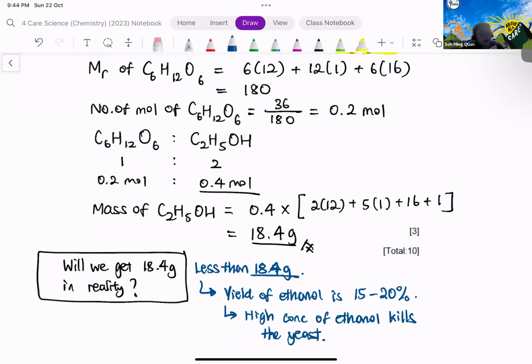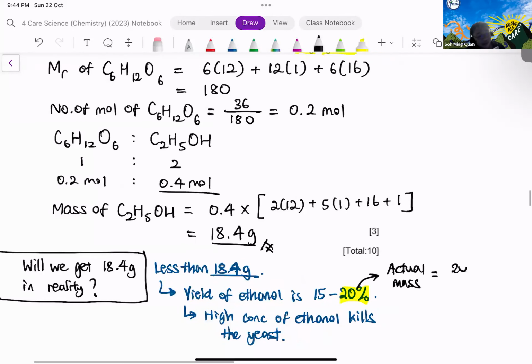Never. In fact, what is actually possible to get? The actual mass is more like 20% times 18.4. The actual mass is probably 20% times 18.4, which is 3.68 grams. All right? Because I cannot exceed 20% of what I can achieve. In theory, my yield is 18.4, but in reality, the actual mass obtained is actually way less than 18.4. Okay?